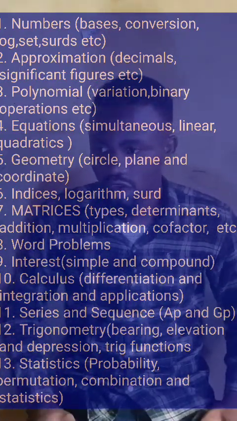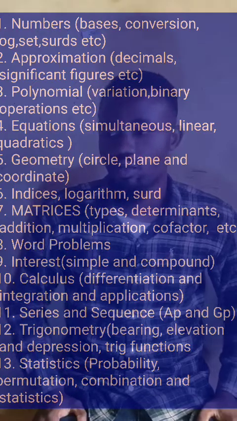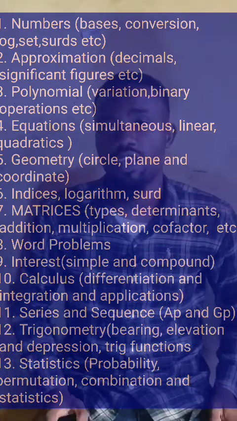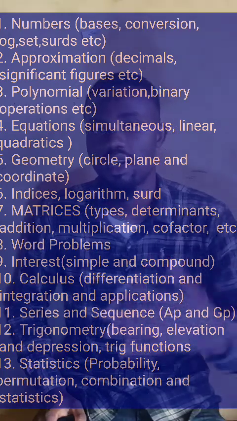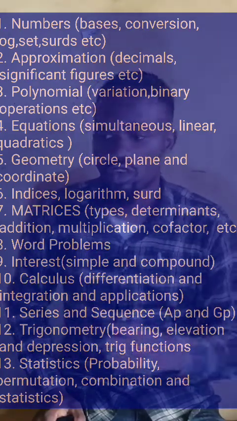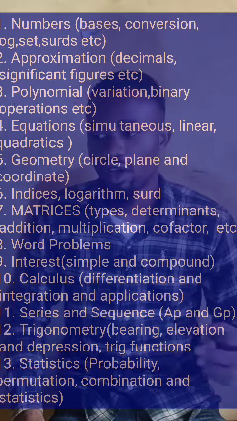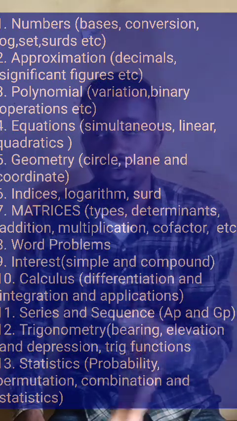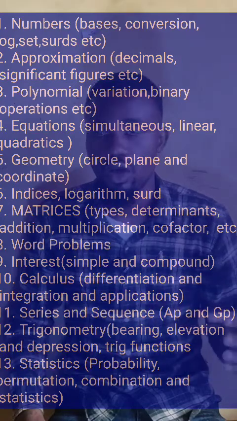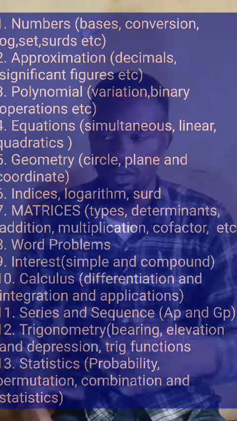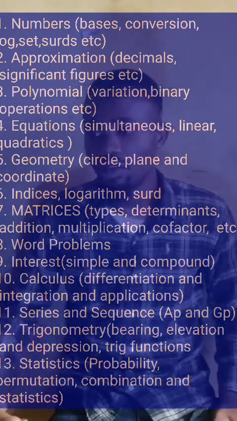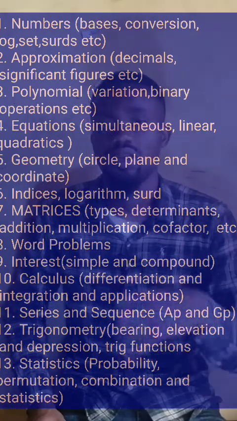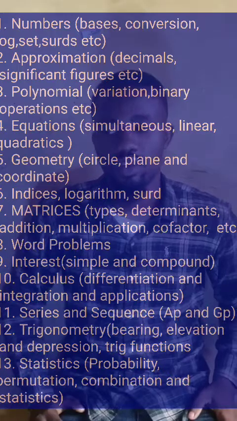Then another topic that I have here is polynomials. On polynomials, there are topics like variation, the types of variation, and you should be able to solve questions on each type. Then perfect square, then solve questions on binary operations. For binary operations, know the associative law, the distributive law, and other laws. Then try to know how to find the subject of a formula. That's on that.